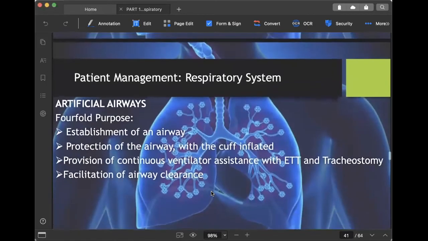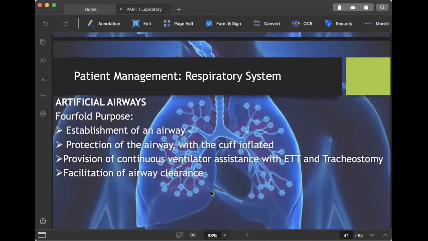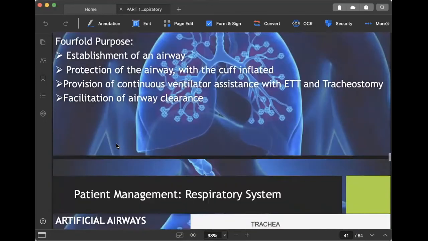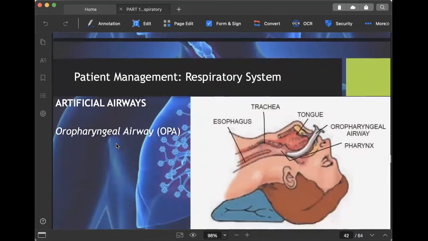How about this one? Artificial airway. So we have your fourfold purposes: establishment of an airway, protection of airway with a cap inflated, provision of continuous ventilator assistance with ETT and tracheostomy, and facilitation of your airway clearance. The first one here is your OPA.